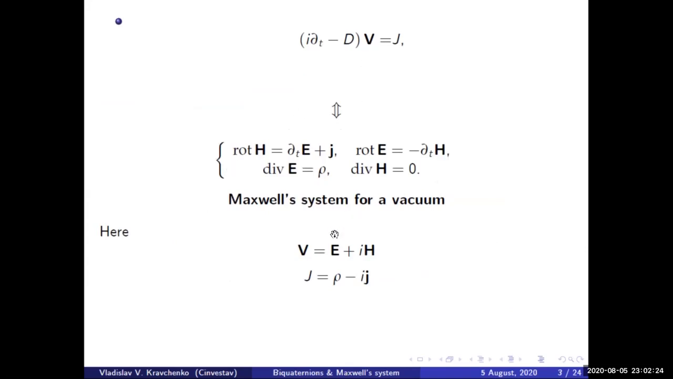So V is this combination of the vectors E and H, which are real valued, purely vectorial quaternions, and J is this charge density, and here J is the current. So in this case, this equation is precisely the Maxwell system for a vacuum.